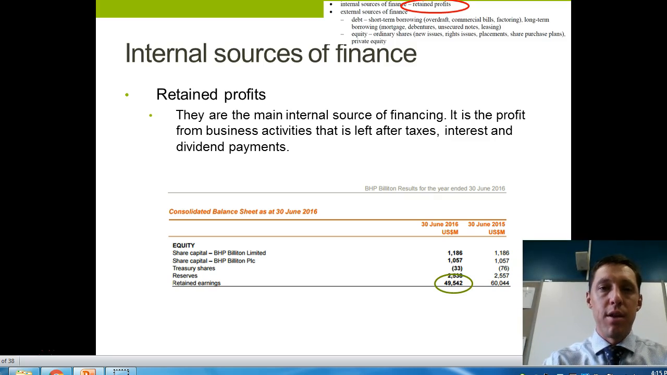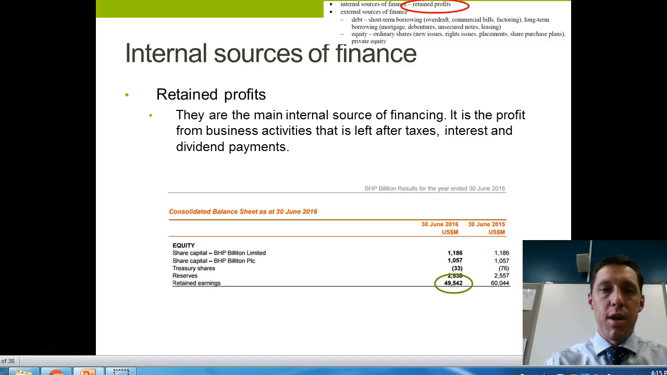So internal meaning they don't need to go outside the organisation to acquire that finance. They have it already at their disposal, and how they use it and what they use it for is up to the company. Obviously, for an organisation like BHP, given that they are a public company, the shareholders would want to be comfortable that the management is using those funds appropriately.